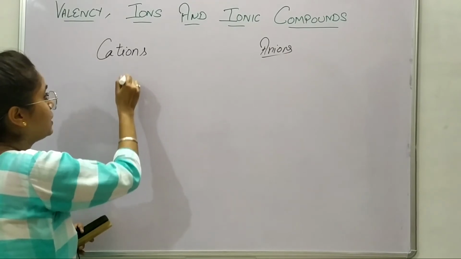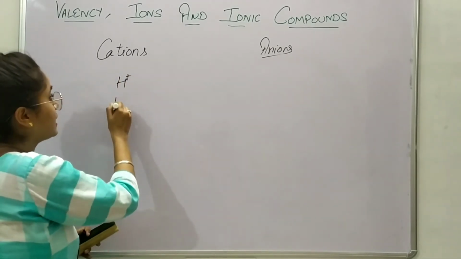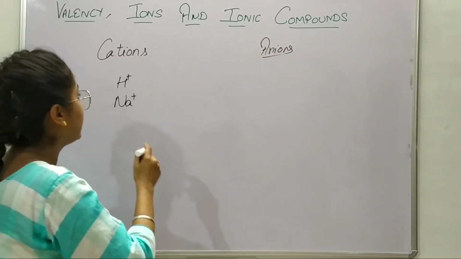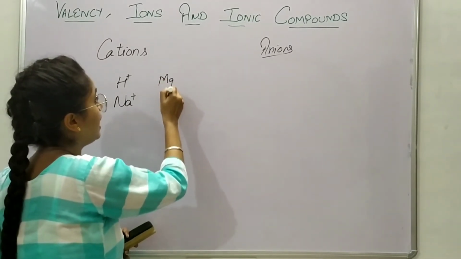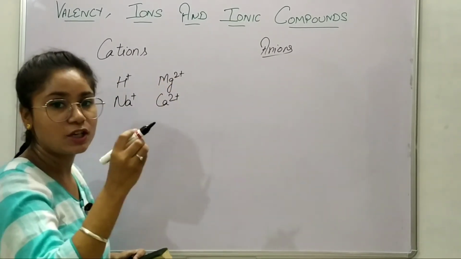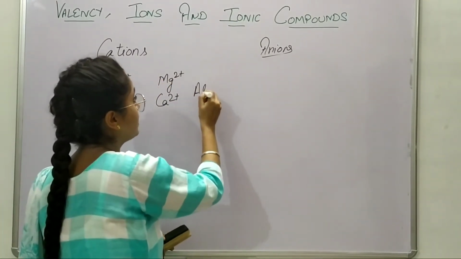In case of cations, we have monoatomic cations. For example, H positive. For example, Na positive. You can take many examples. There are diatomic. In case of diatomic, we have Mg2 positive. We have Ca2 positive. In case of triatomic cations, we have Al3 positive.